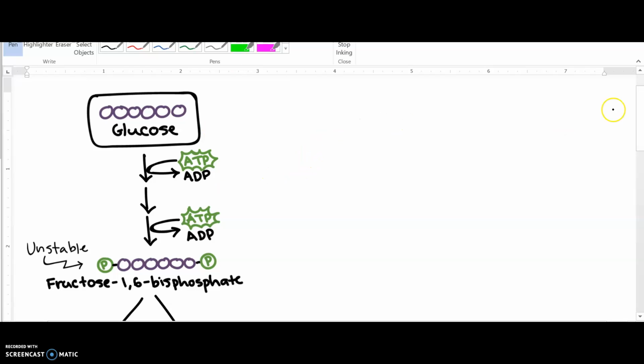I'm going to walk through all of the processes that we have so far of cellular respiration. So the first step is glycolysis. And it starts with glucose here. Glucose is a 6 carbon molecule. The first step of glycolysis is investment.